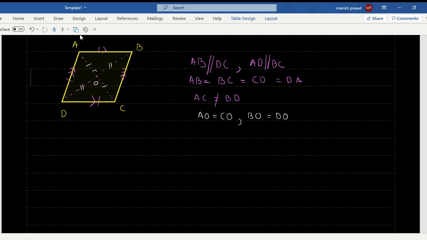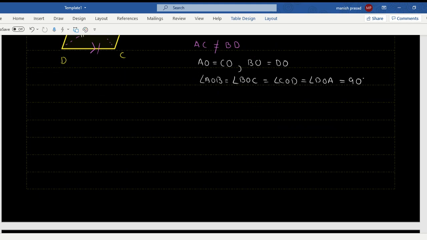Exactly. And they are perpendicular bisectors. Perpendicular bisectors means this angle would be 90 degrees. That means angle AOB is equal to angle BOC is equal to angle COD is equal to angle DOA, which is 90 degrees. Okay, what is AOB? This angle. What is BOC? This angle. What is COD? This angle. And what is DOA? This angle. The triangles we will come to later. The triangles are always there.